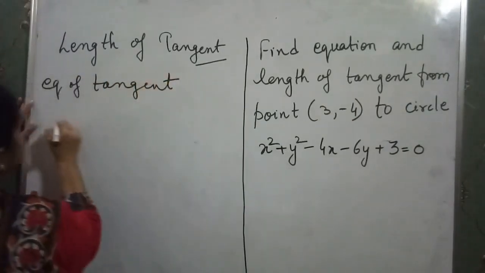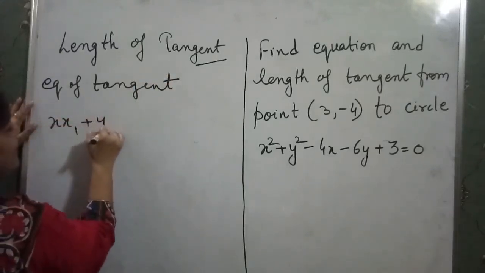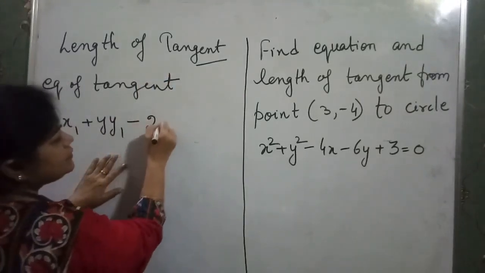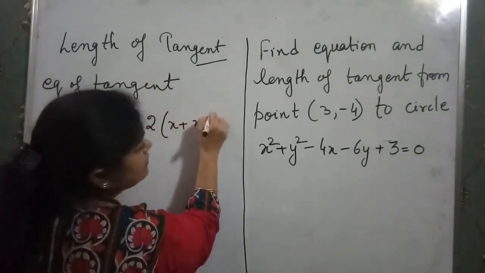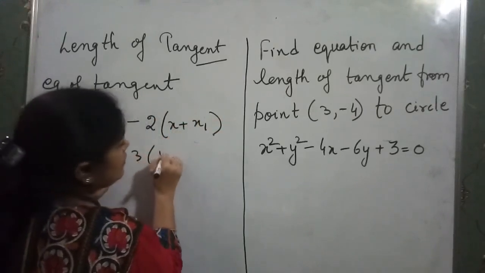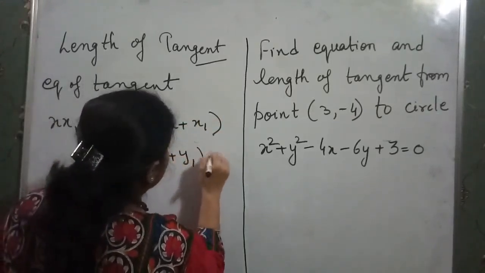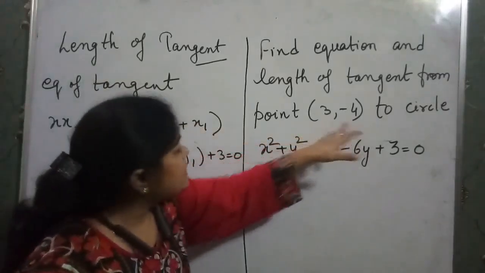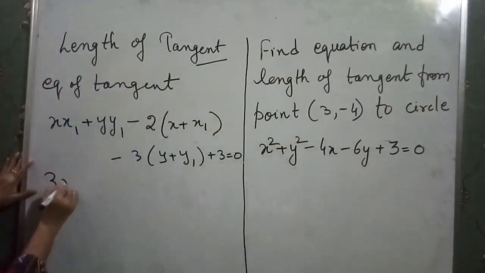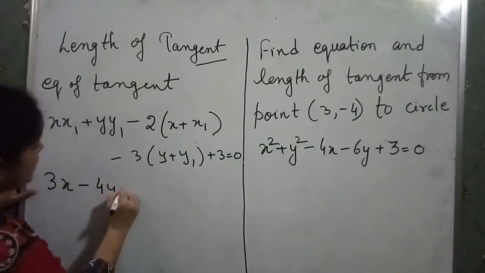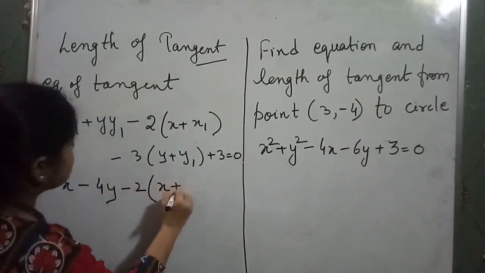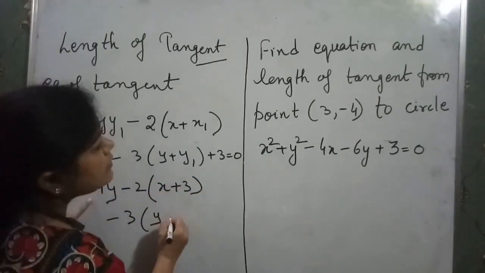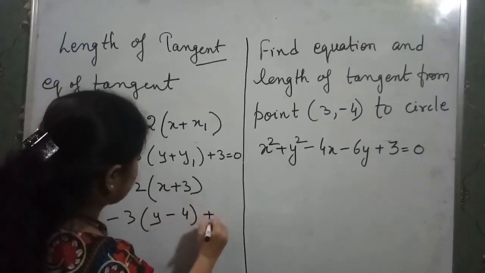Equation of tangent is x(x1) plus y(y1) minus (2x plus x1) minus 3(y plus y1) plus 3 is equal to 0. Clear? Now put the values 3, minus 4 here. 3x minus 4y minus 2(x plus 3) minus 3(y minus 4) plus 3 is equal to 0.